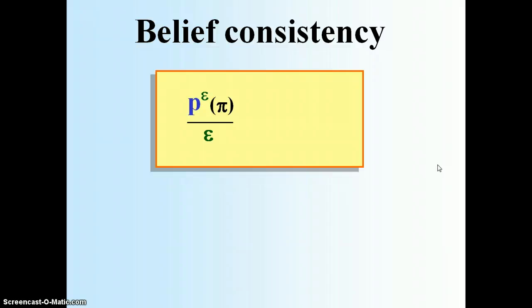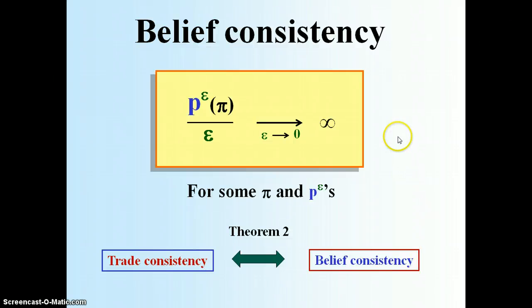And the more precise, the more of a common prior that p epsilon pi becomes, we want it to still have much substance, so that even after dividing by epsilon, it is big, and we require that this goes to infinity when epsilon goes to zero. This is not required for any pi. It's enough that only one pi satisfies it, and it should be true for some common epsilon priors, p epsilon. This is the notion of belief consistency, which is equivalent to trait consistency.